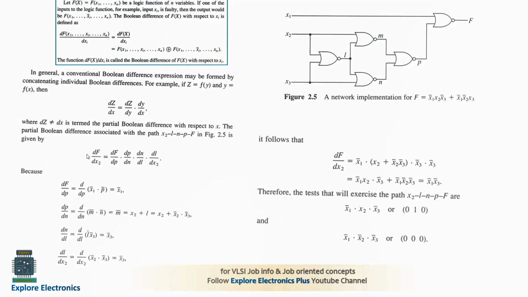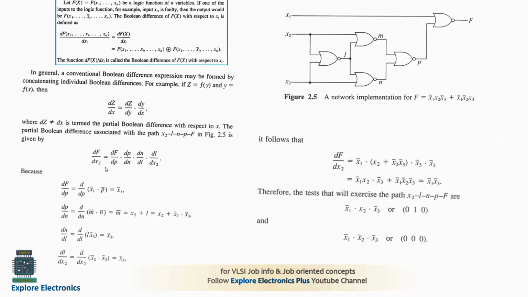So here the partial Boolean difference, as the path is given like this: x2 through L, then N, then P, then F. We need to find df by dx2. It means df divided by dx2 is what we are supposed to do, and it is split as df by dp, then dp by dn, dn with respect to dl, dl with respect to x2. That is how it will be.